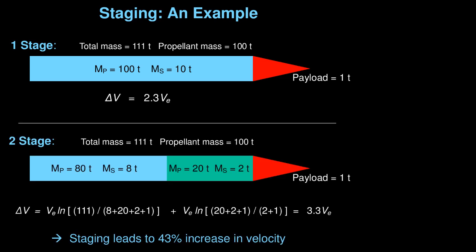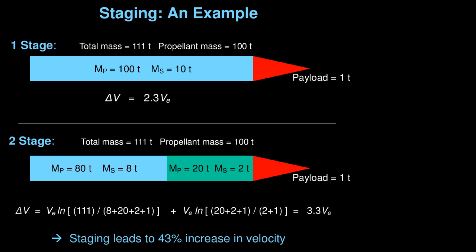So now let me take that same rocket and divide it into two parts, a two-stage missile. So I've got the same total mass, same propellant mass, same payload mass. I've just broken it into stages. And if, again, you go through the equation I had before, you find that in this case, you've increased the velocity from 2.3 times the exhaust velocity to 3.3 times the exhaust velocity. So nearly a 50% increase in velocity just by being smart about dividing things up.